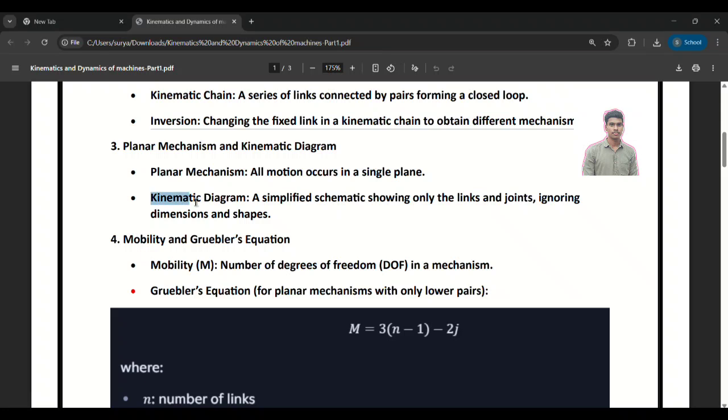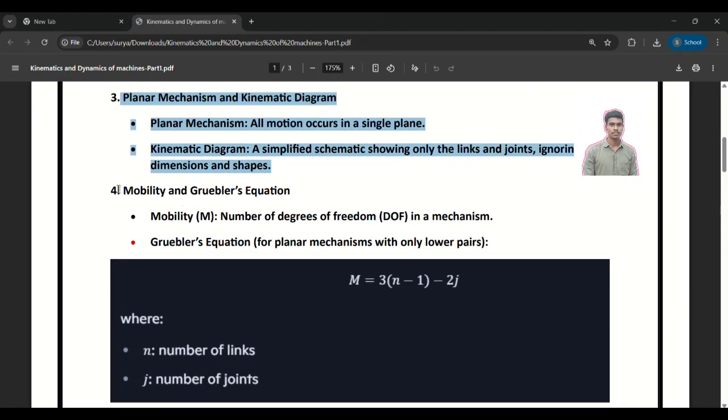and shape. Kinematic diagram, as I already told, has links and the joints where the links are getting connected, and ignores dimension and shapes. We are not focusing on the dimension and shape of the links in the kinematic diagram. So this plays a crucial role in planar mechanism and in the kinematic diagram. This is one of the two important basic fundamentals in kinematics.